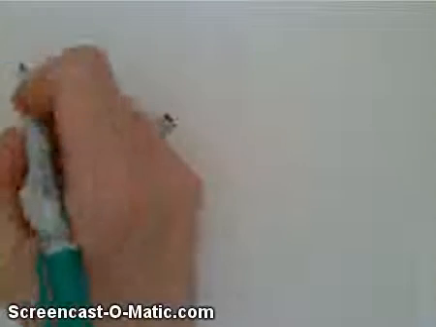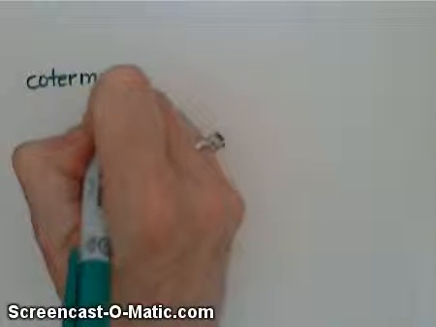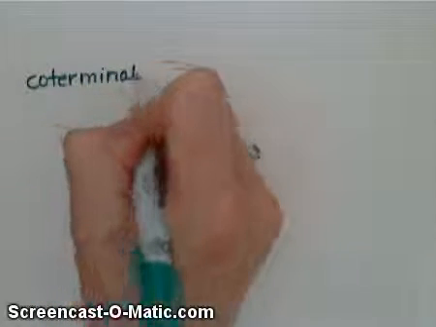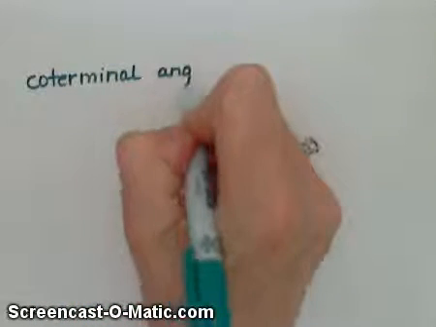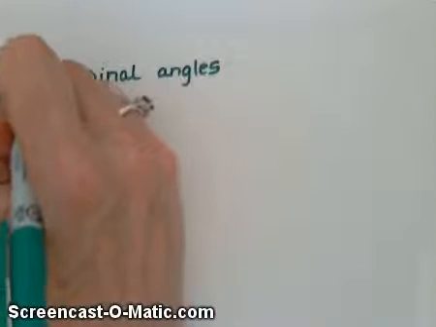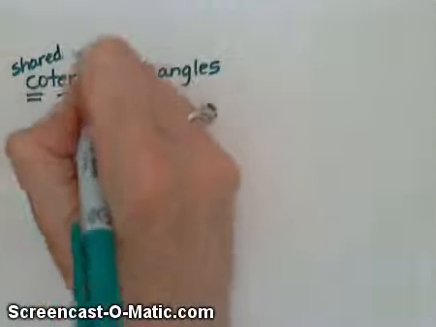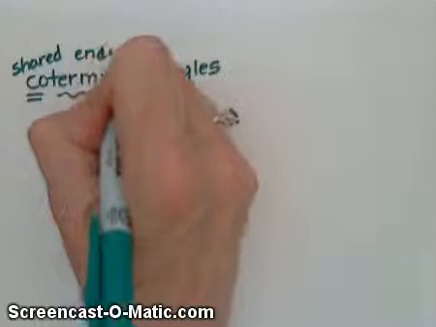Now let's get a clean piece of paper and talk about another phrase. This is the phrase coterminal. Coterminal angles are angles that start and end at the same place. They have two roots, the word co, which means shared, and terminal, which means end. So these actually have a shared ending.